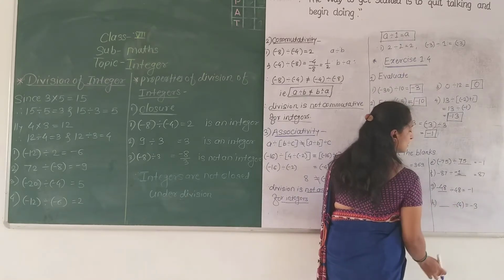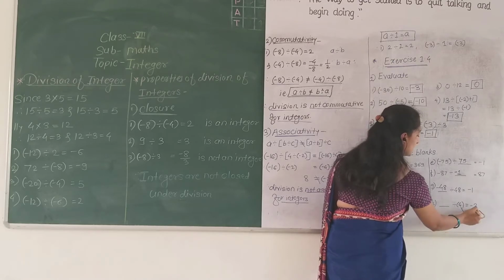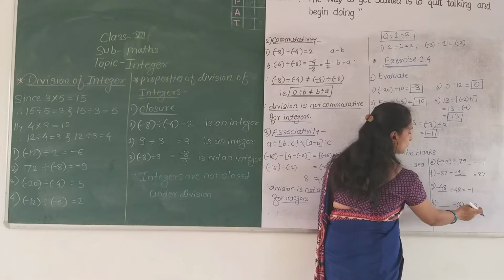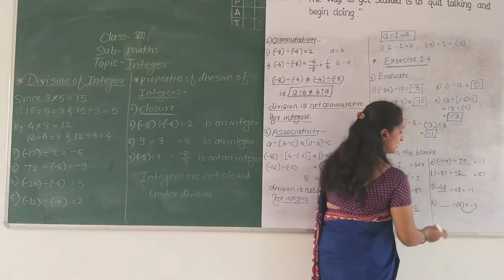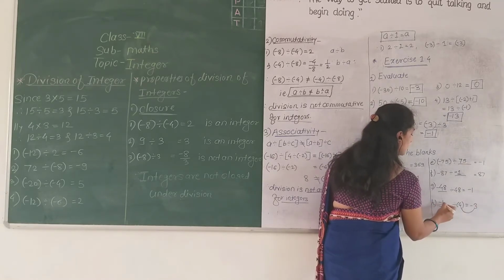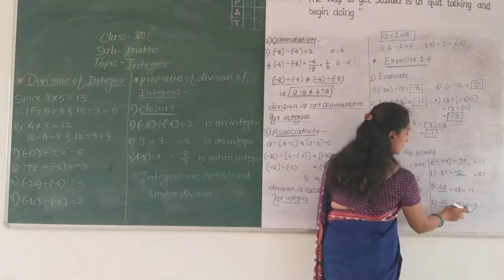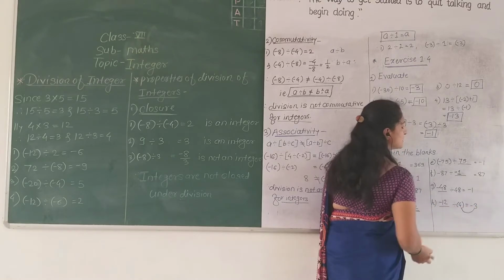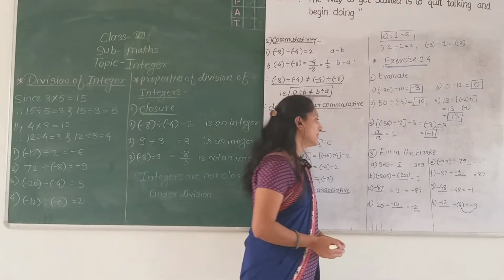equal to negative 3. So if I multiply these two numbers, we get the dividend. Divisor into quotient is equal to dividend. So 4 3s are 12, negative 4. Or we know that 4 3s are 12. So negative 12 divided by 4 is equal to negative 3.